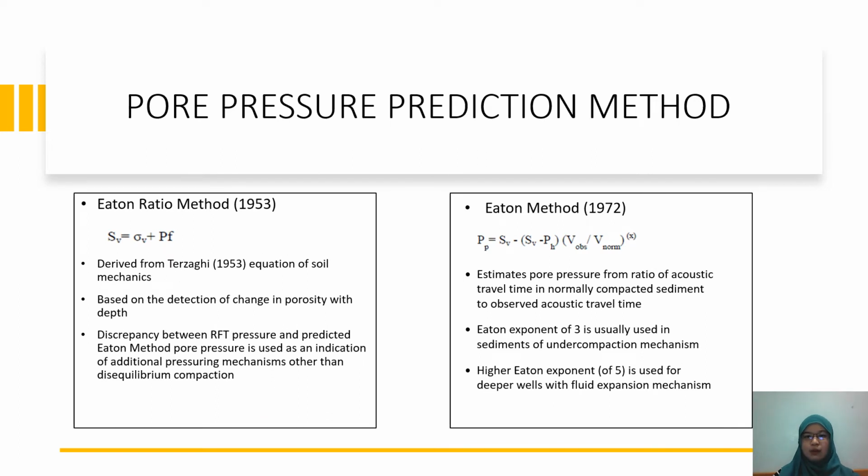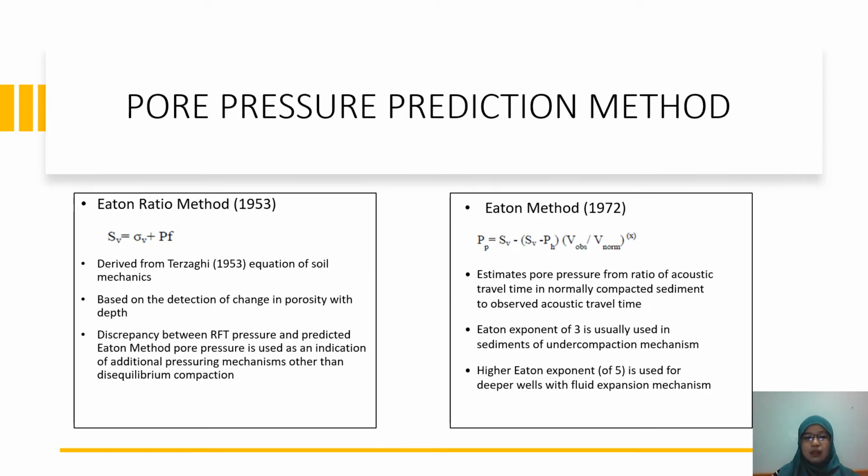Moving on to the pore pressure prediction method. Basically, there are two types of pore pressure prediction method, which are the Eaton method and also the Bowers method. The Eaton method is divided into two, which are the Eaton ratio method and also the Eaton method itself. So we will start with the Eaton ratio method.